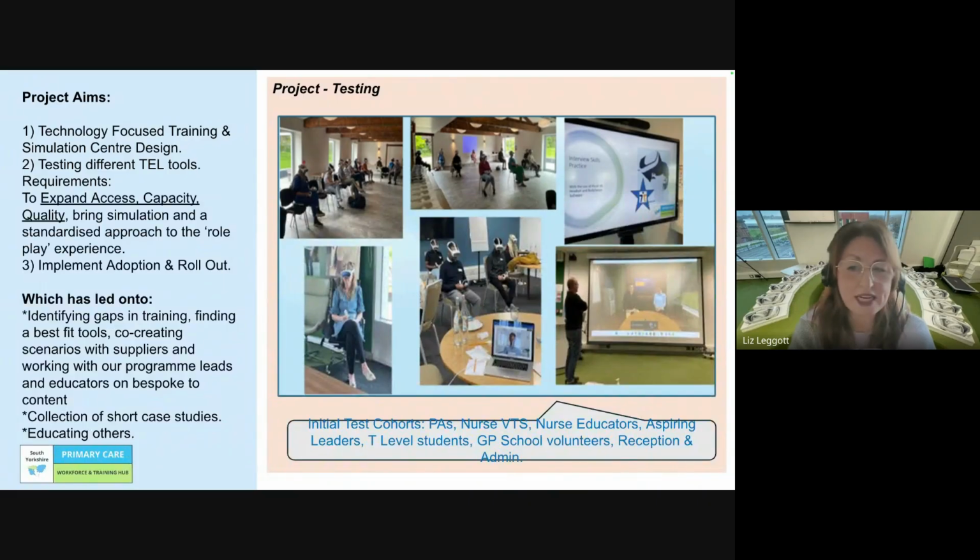So in the meantime, the second arm of that was about testing different technology enhanced learning tools, and those learning tools had to do a certain thing.